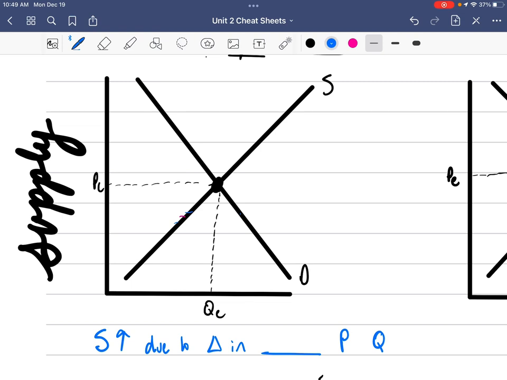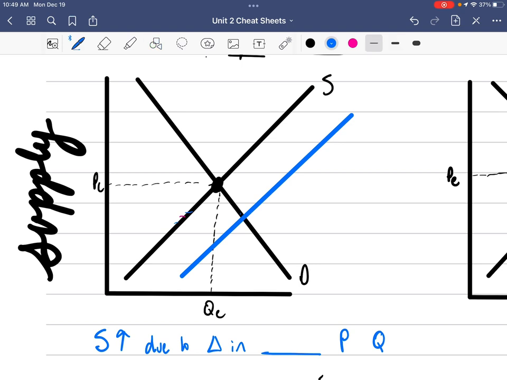Workers become more productive. You're given a problem and you have determined that the answer to the problem is supply increase. Now, how do we graph it? We take the whole supply line and move it out to the right. Right means more. So I'm going to take the whole supply line and move it out to the right.